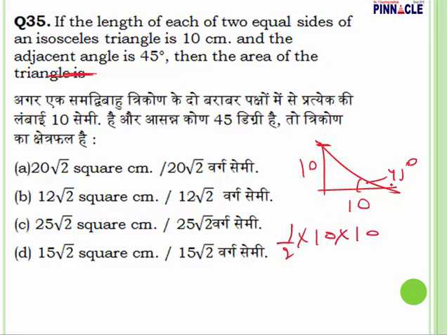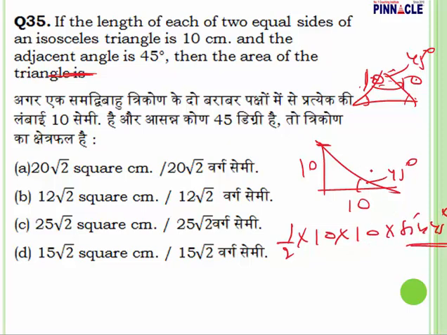And if the angle is... what is the question? The question is given in this format. If this is 10, this is 10, the question is given in this format, and this is a 45 angle. So in other words, this is 45, you can say this is 90. In other words, you can write here sine 45.